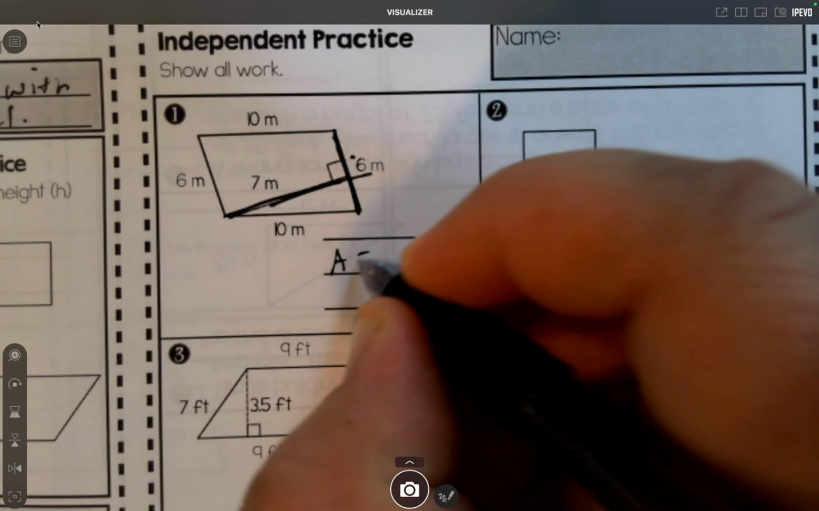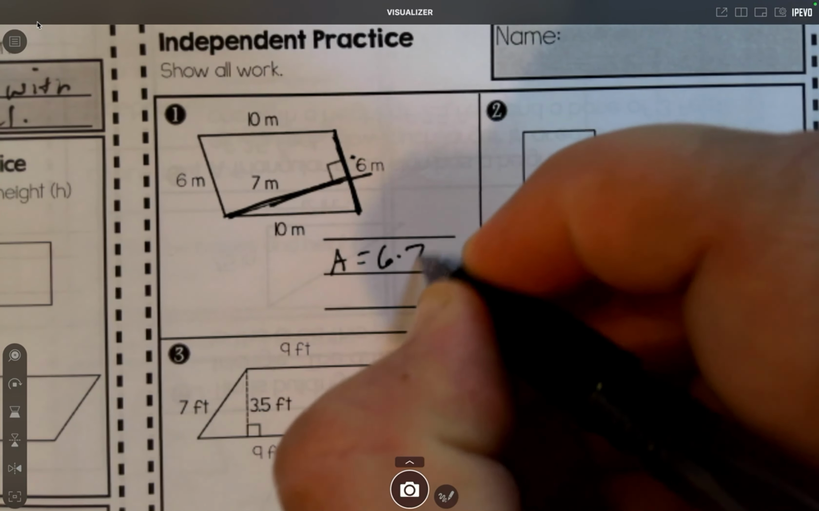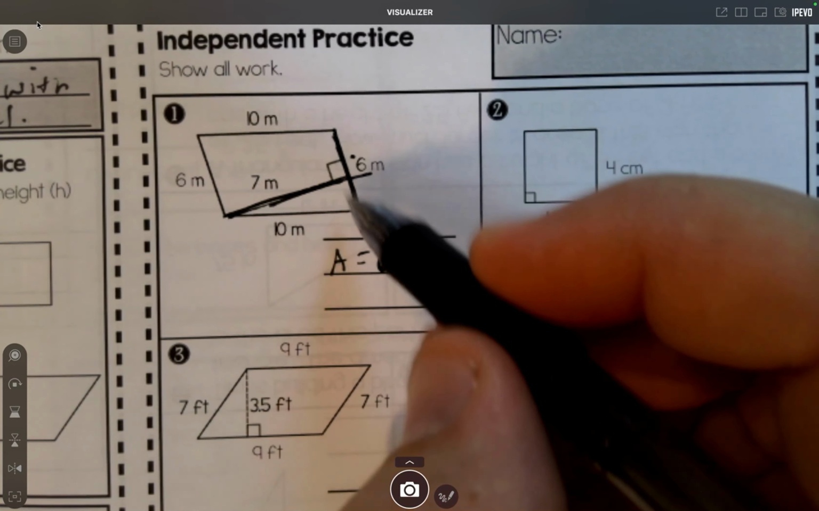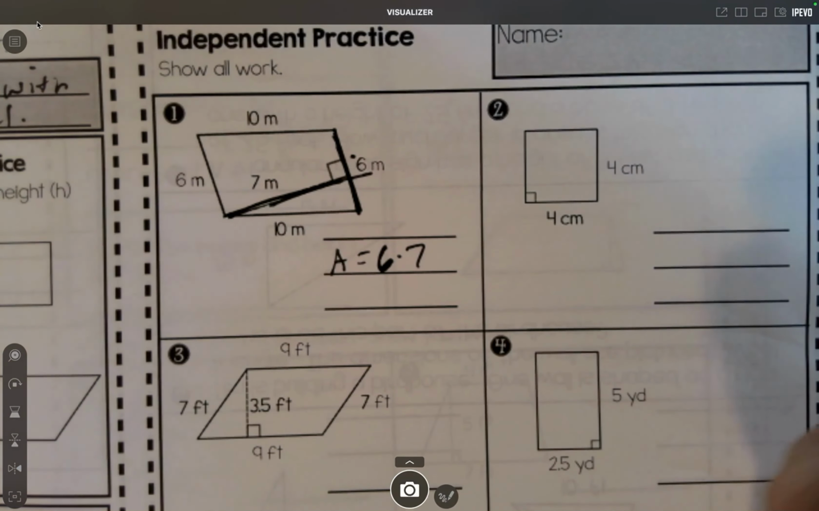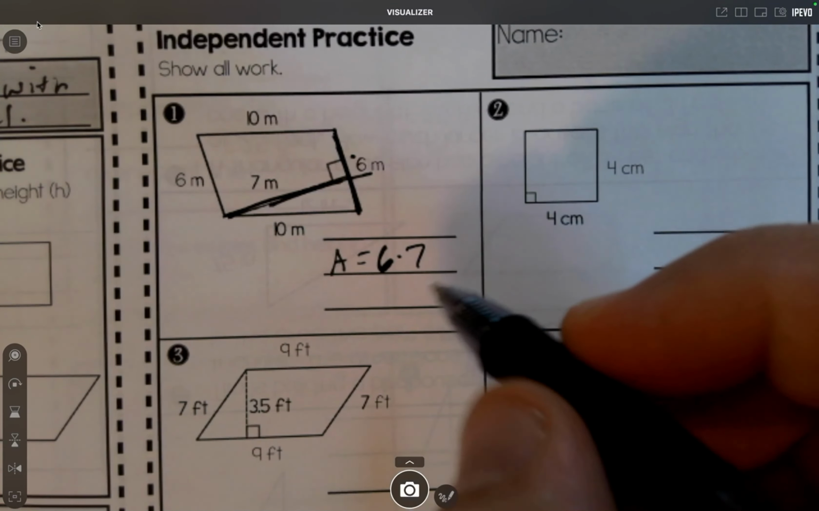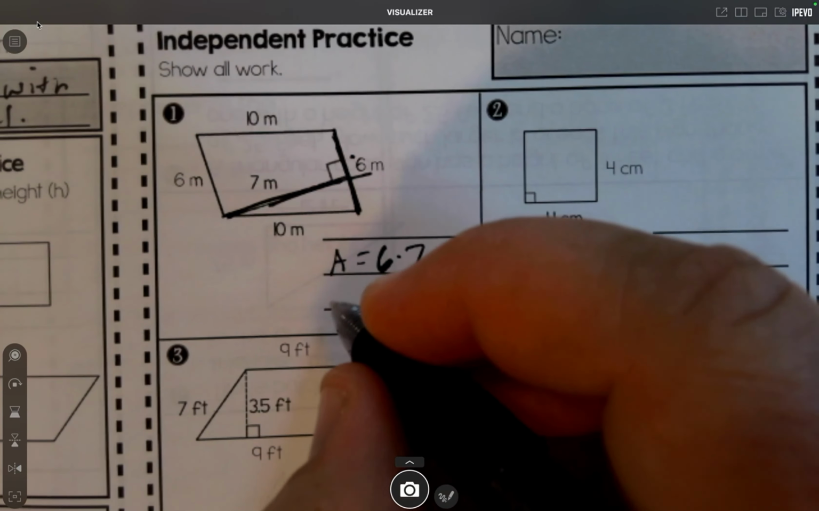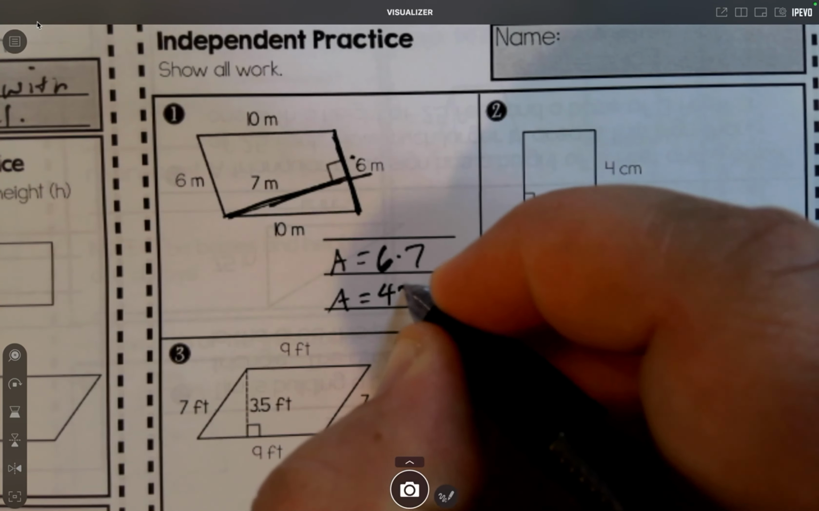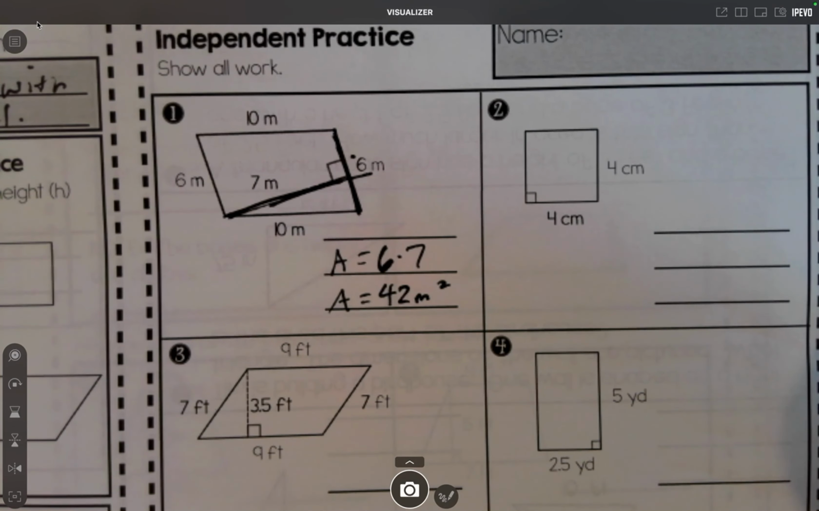So I'll say the area is equal to 6 times 7. 6 seems to be the base, 7 seems to be the height. Or you could say it the other way, doesn't matter. 6 times 7 is the same as 7 times 6. So we get 42 square meters.